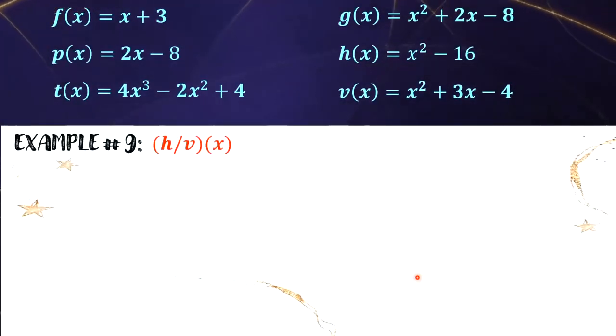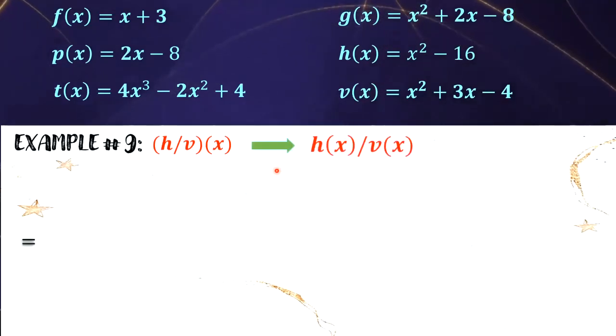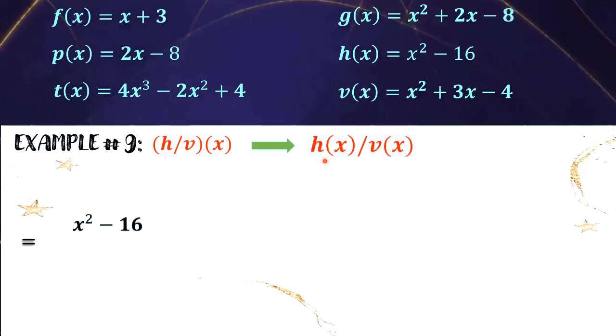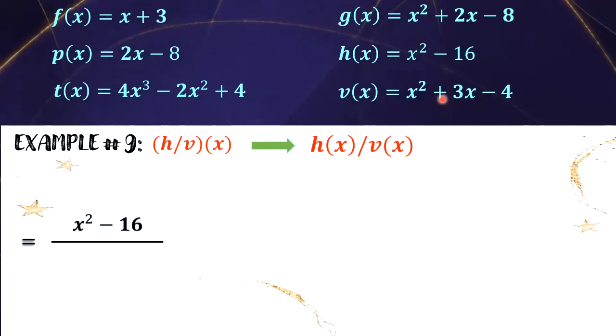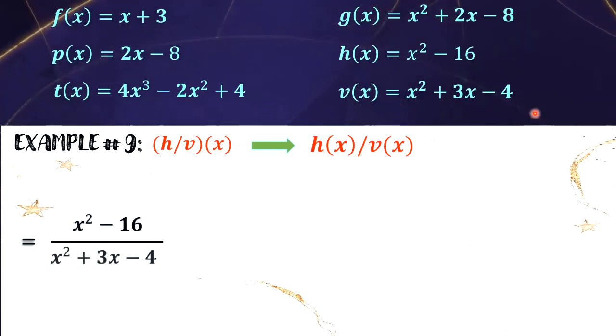Example number 9, we are asked to solve for the quotient of h of x and v of x. Substitute the value of h of x. We have x squared minus 16 divided by the value of v of x, which is x squared plus 3x minus 4. Now, our numerator, let's factor out this one.